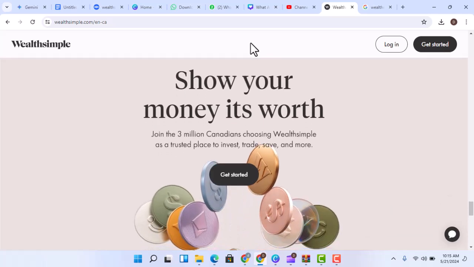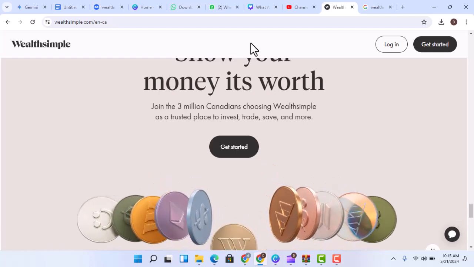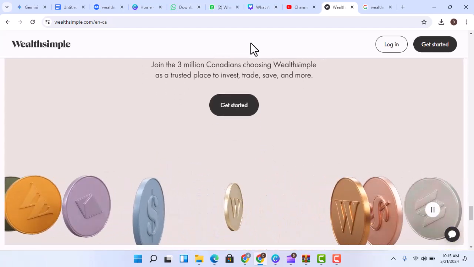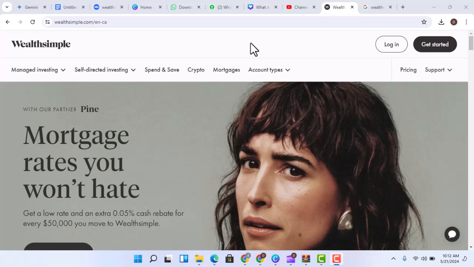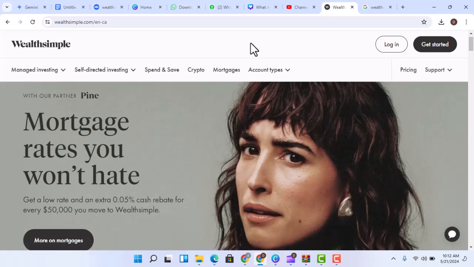Additional considerations. Before investing in USDC or any other cryptocurrency, it's essential to do your research and understand the risks involved. Cryptocurrencies can be highly volatile, and their prices can fluctuate significantly. It's also important to consider the fees associated with buying, selling, and transferring USDC.